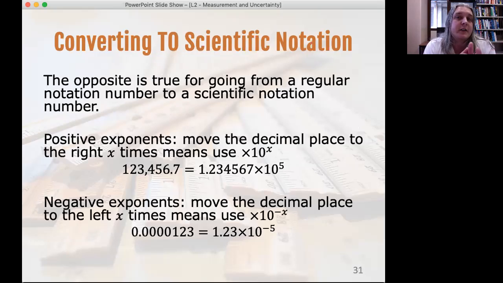We've got a regular notation number, so that's something without scientific notation, and we want to convert it to scientific notation. It's just the opposite. How many times do you have to move the decimal place to get it to where you want it? The convention is after that first digit, so we want to move it up to between the 1 and the 2. We have to move it 5 spaces, so we have times 10 to the 5. Here we want to move it 5 spaces downwards, so it's times 10 to the negative 5.